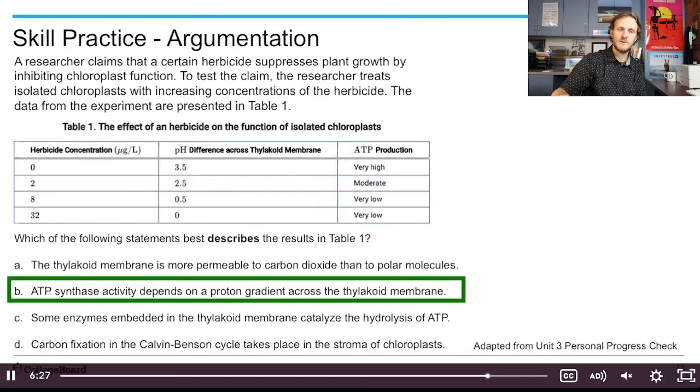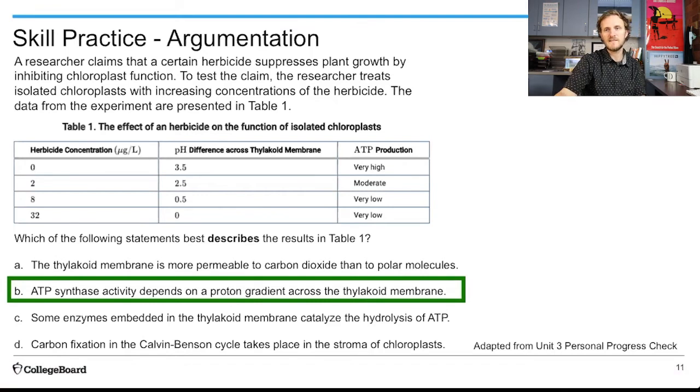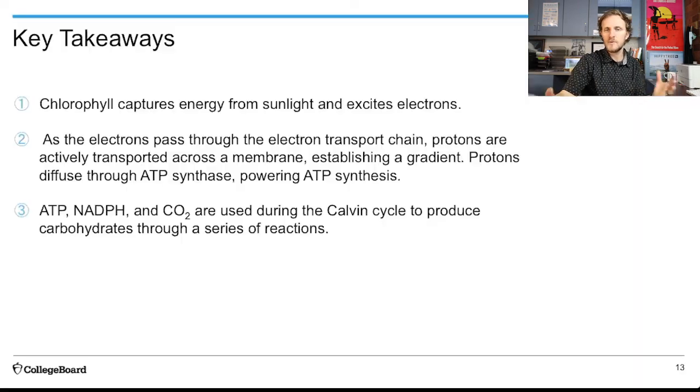We'll do a quick recap of this video. The 3 main takeaways are, number 1, chlorophyll captures energy from sunlight and excites the electrons. Number 2, as electrons are passed through the electron transport chain, protons are actively transported across the membrane, establishing a gradient. Protons diffuse through ATP synthase, powering ATP synthesis. Number 3, ATP, NADPH, and carbon dioxide are used in the Calvin cycle to produce carbohydrates through a series of reactions.